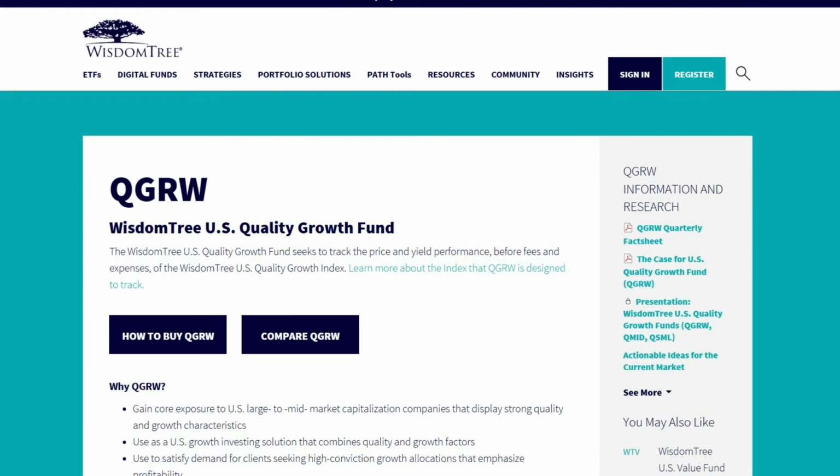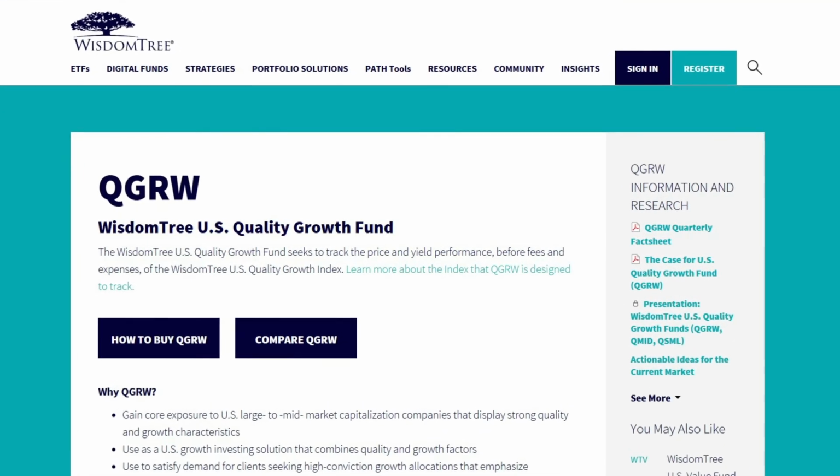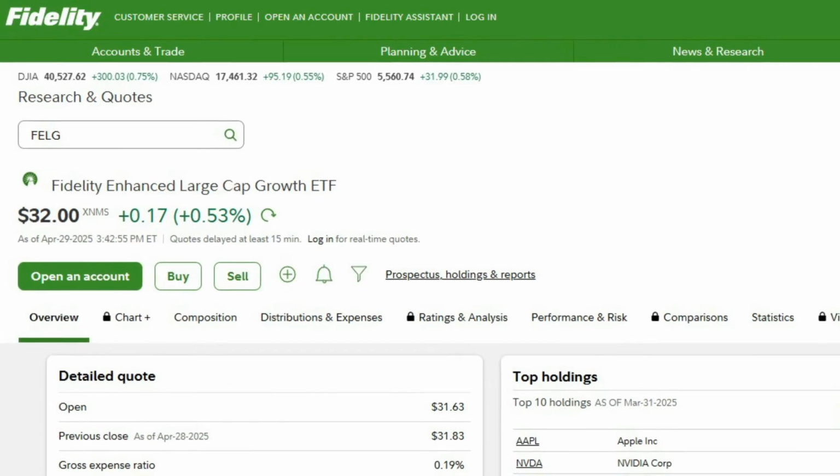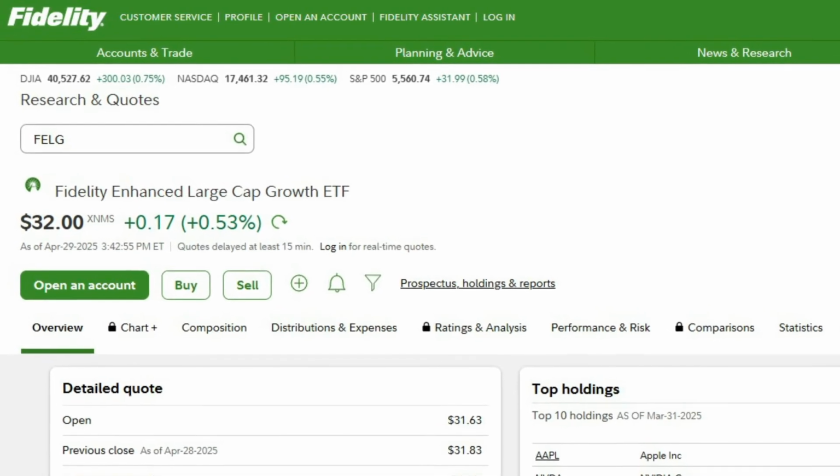I want to mention 3 ETFs in particular that are really good ETFs, but I haven't mentioned them for specific reasons. One is QGRW, the Wisdom Tree US Quality Growth Fund, which is a great ETF, but I haven't included it because it was created in 2022. So we don't have much reference in terms of past performance. One is FELG, the Fidelity Enhanced Large Cap Growth ETF. Again, a really good ETF which was created in 2023. So again, I couldn't consider it here.